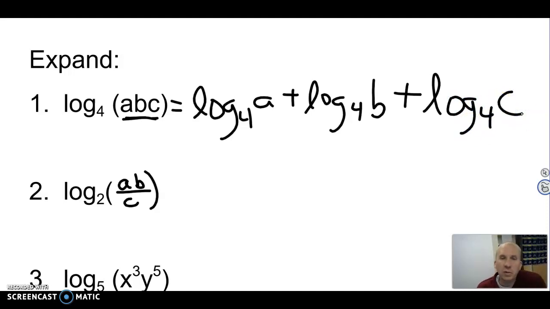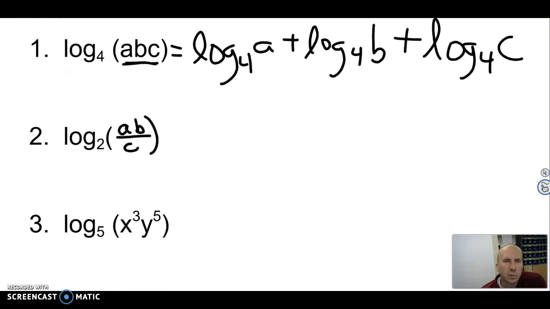That's our product rule in action, where I have log base 4 of all three of those multiplied together. Because they're multiplied, the product rule says I can split them up into three separate logs using addition. You notice I kept them all log base 4, because when you separate them, the log doesn't change. It's just that now we have three different logs to work with. All right, let's move on to number 2.